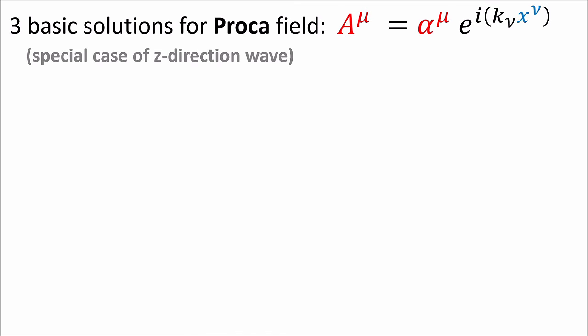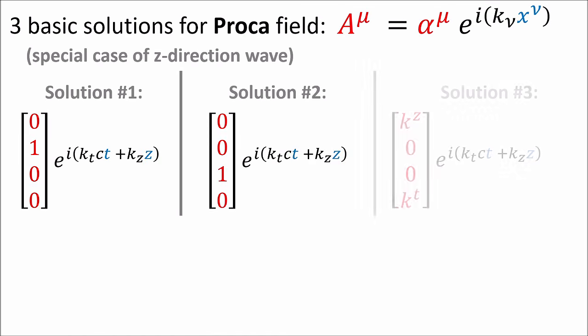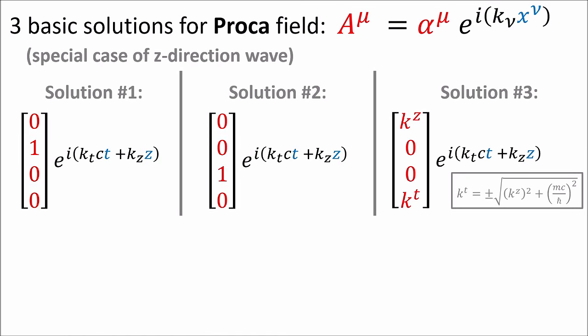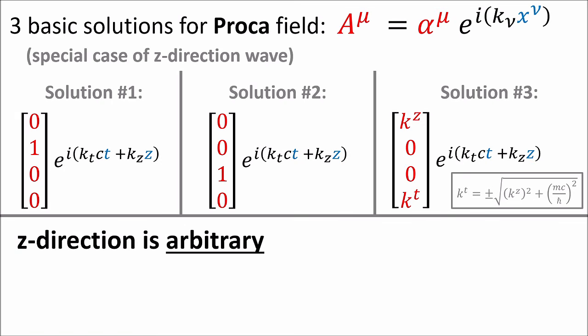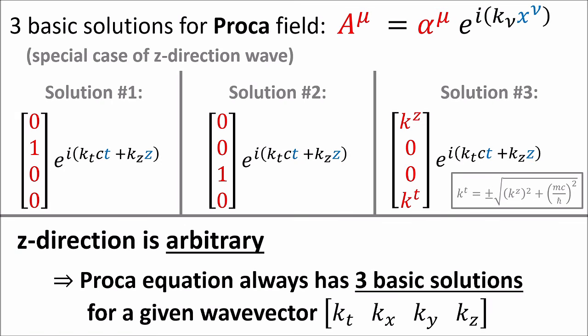We now have 3 solutions to the Proca equation for a wave traveling in the z direction. And since the z direction is arbitrary, this means the Proca equation always has 3 basic solutions for a given wave vector direction.